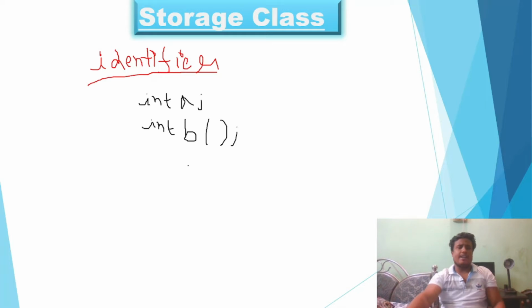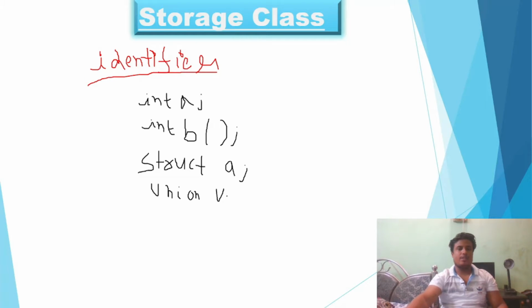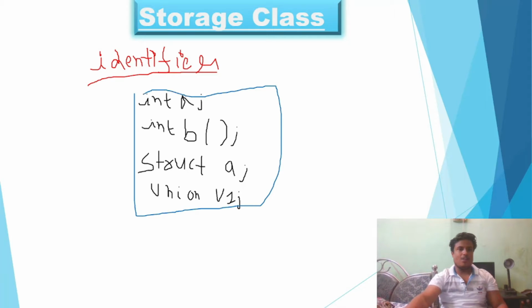Suppose you write int a, int b, some function. I haven't discussed this yet, but let me give you a brief idea of what we will discuss in upcoming lectures. One of them is the struct keyword. You might not understand it yet, but just for the sake of completeness, try to remember this. Or something in C like a structure, struct a something, or a union, union u1 something like that. All of these are called identifiers.